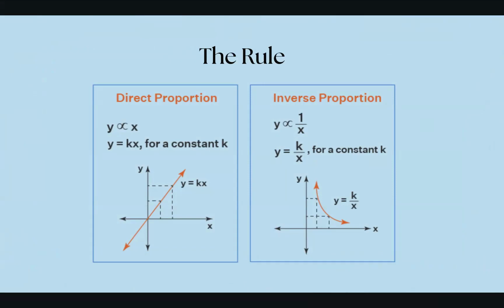So y is directly proportional to x. This is what this symbol here represents, okay? So here y is directly proportional to x, and we can turn this into an equation by introducing a constant k, okay? Now for inverse proportion, two quantities are inversely proportional if one increases whilst the other decreases. And then the constant stays the same, okay? So as x increases here, y is decreasing.